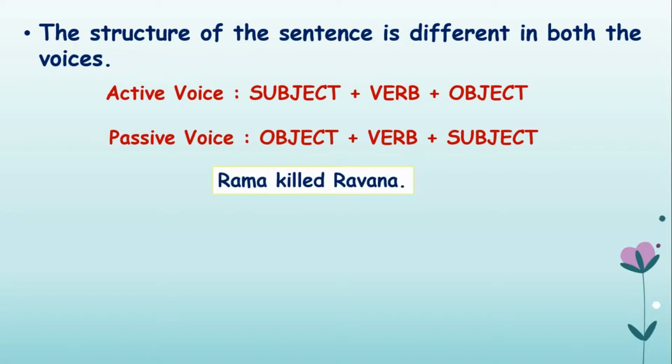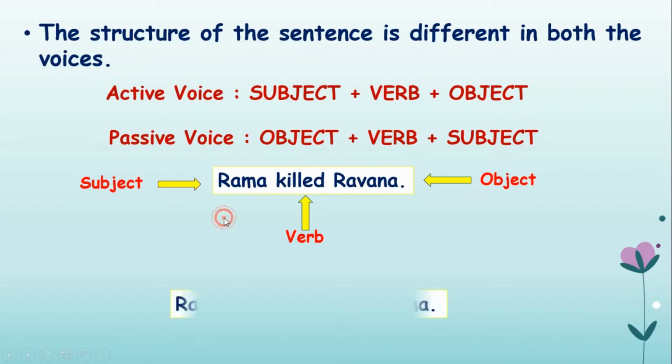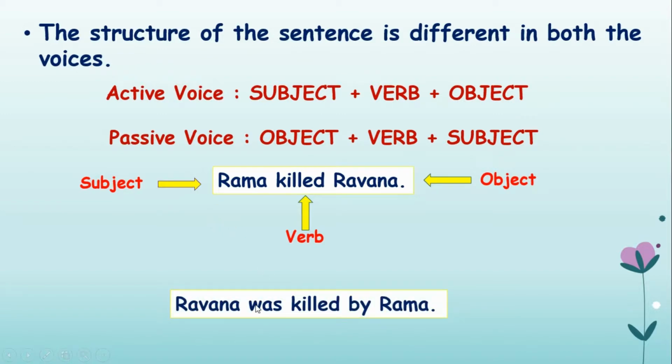Look at the sentence. Rama killed Ravana. Subject is Rama. Object is Ravana. And the verb is killed. So, subject did something to the object. This is an active voice sentence. Who killed Ravana? Rama. It focuses on the subject of the sentence. Ravana was killed by Rama.